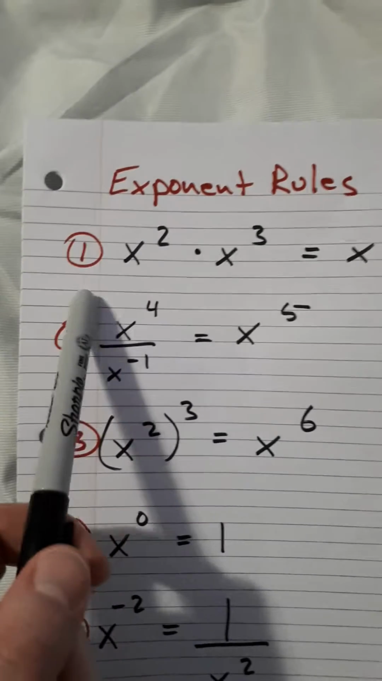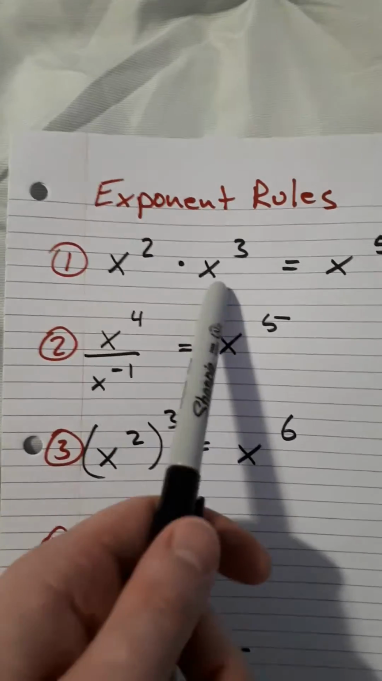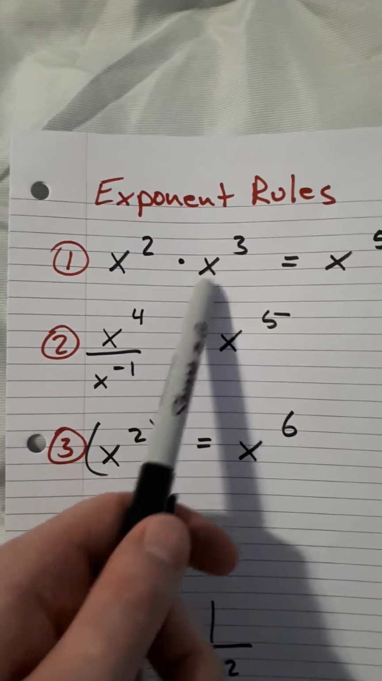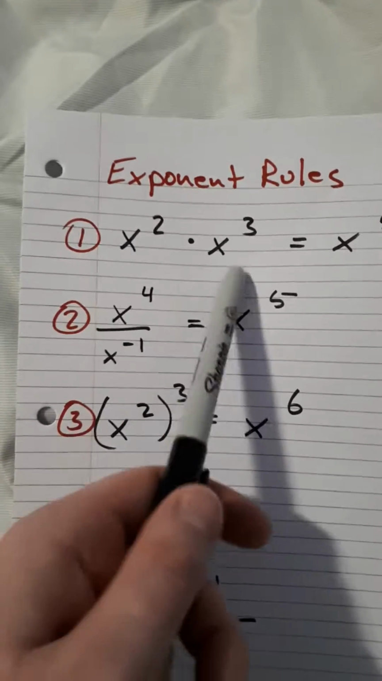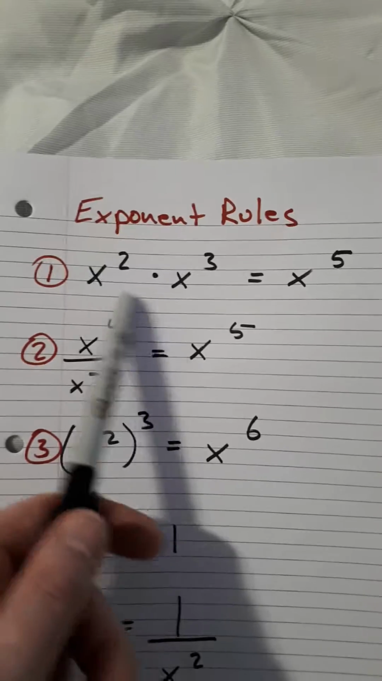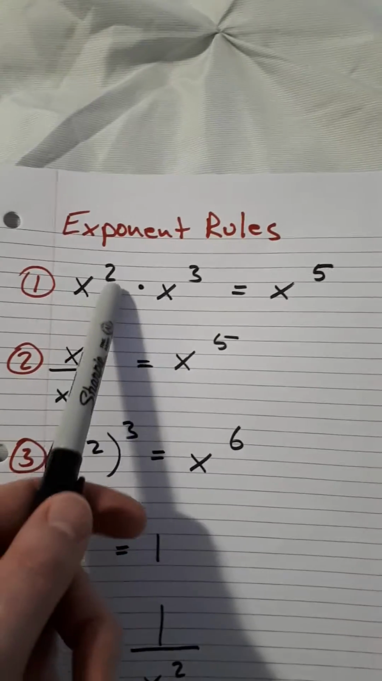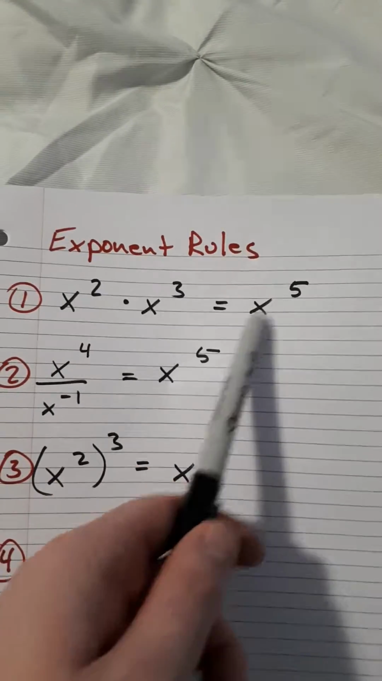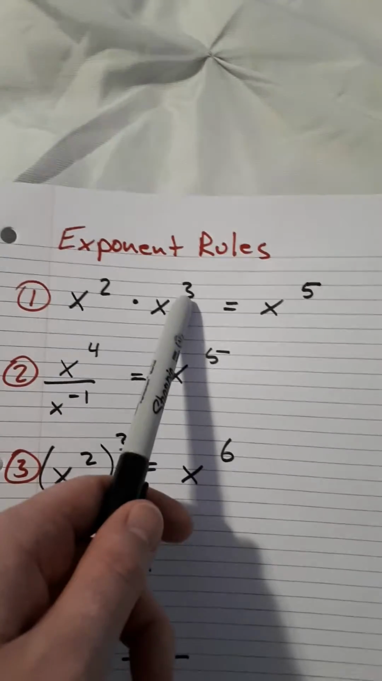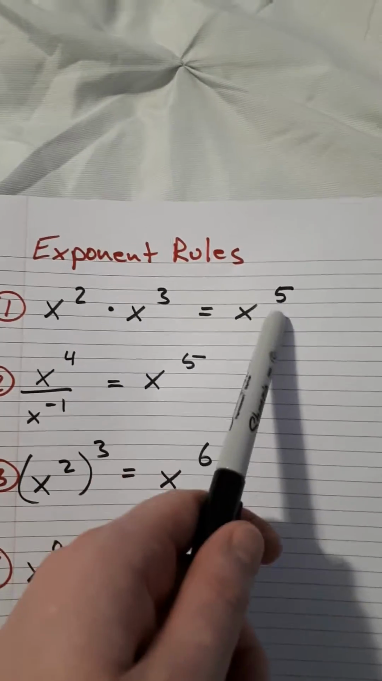So our first rule is called the product rule. It states that if we have two exponents with the same bases, the base is the bottom number, and in this case the base is x. In all of these, it'll be x. When we multiply two exponents with the same base, we basically just add the exponents. So x squared times x cubed, well, we can just add 2 plus 3 to get an exponent of 5.